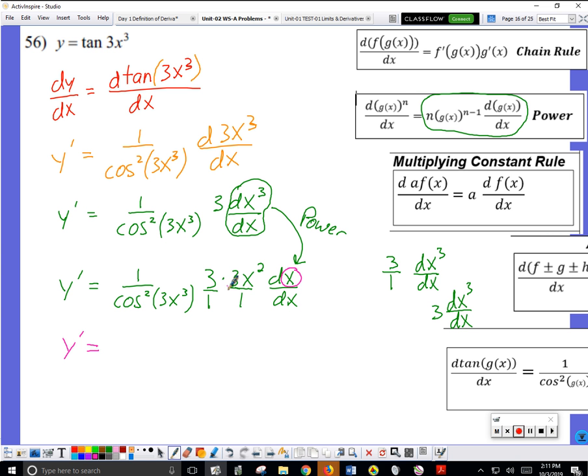Please, Tate. Would you put the dx over dx in the final answer? No. Now you notice that dx over dx is 1. And now we combine some terms and we write 9x squared over cosine squared 3x cubed.